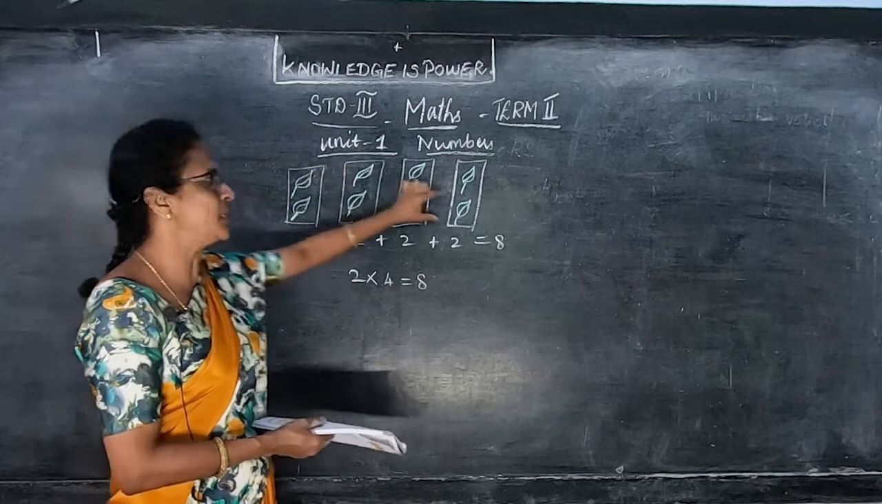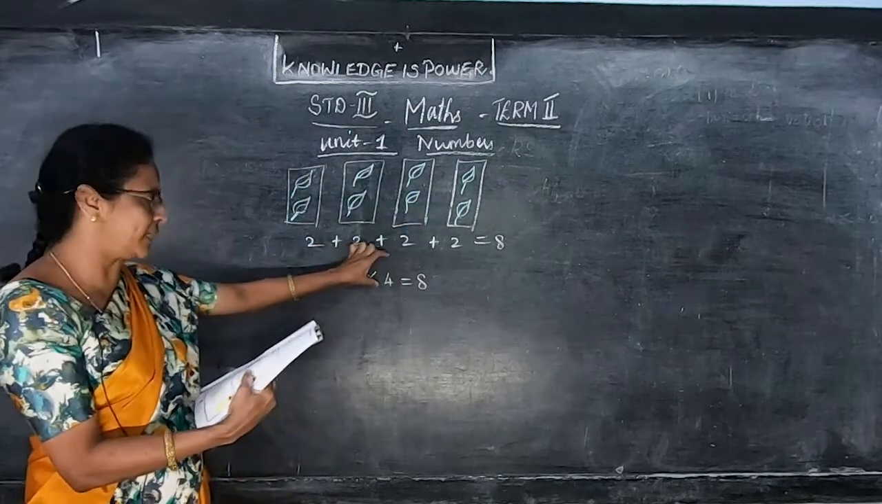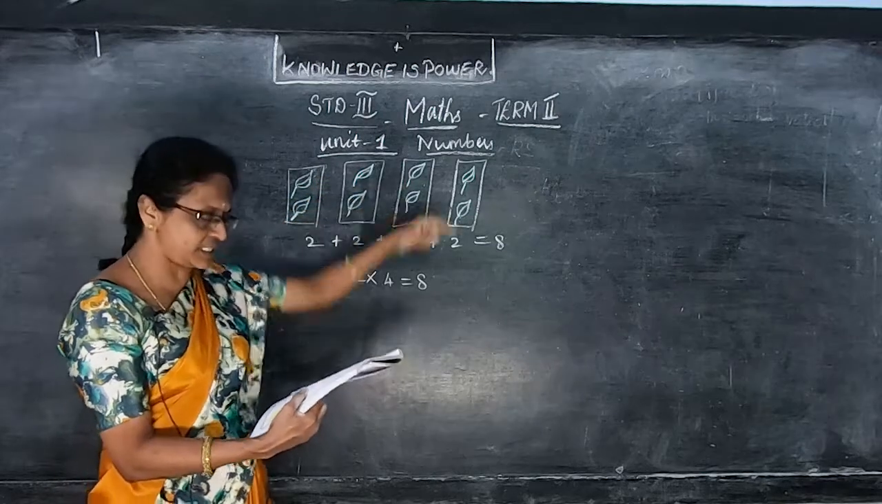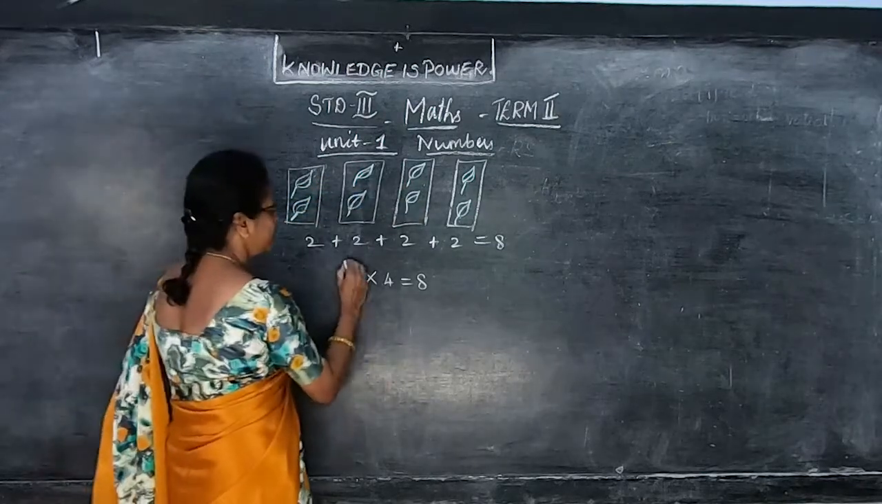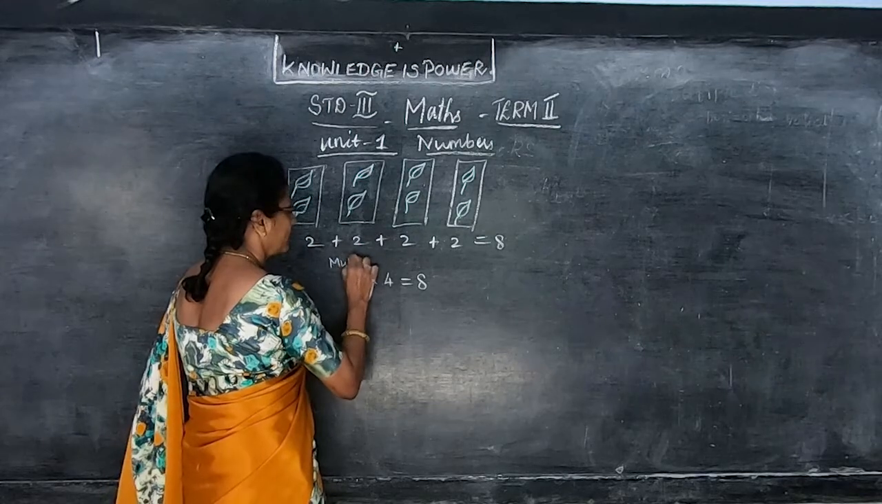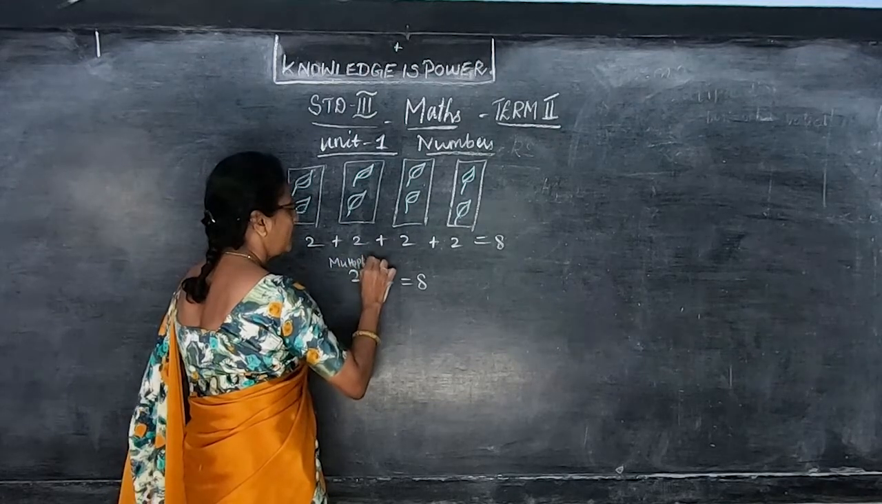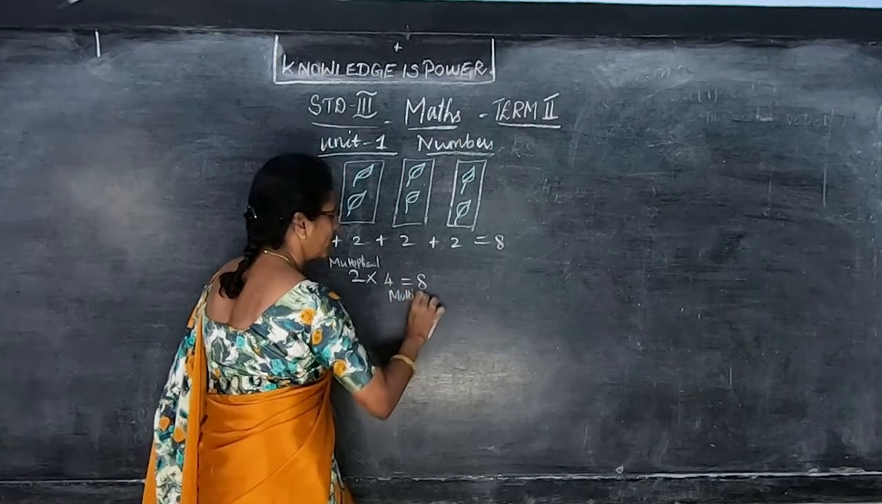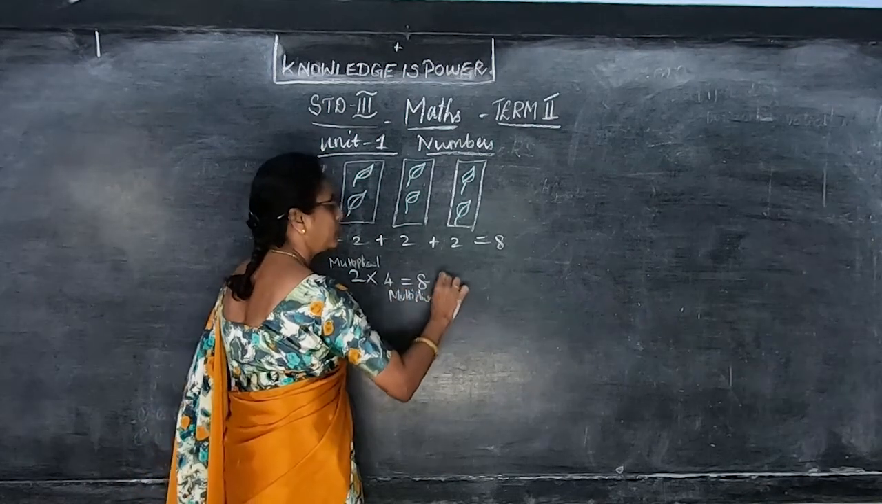How many groups are there? That is the multiplier. And what is the product? 1 2 3 4 5 6 7 8. So this is the multiplicand. What did we say multiplicand is? How many leaves are there? This is the multiplier. How many boxes are there? And this is the product.